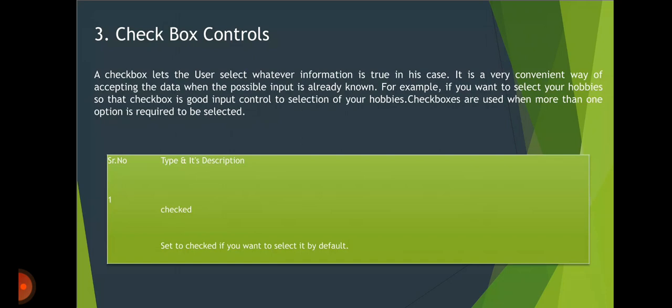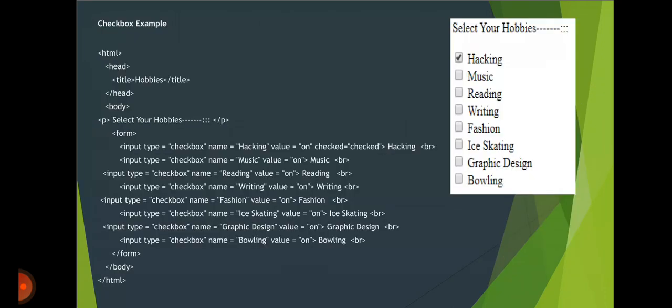Checkbox control. The checkbox lets the user select whatever information is true in this case. It is a very convenient way of accepting the data when the possible input is already known. For example, if you want to select your hobbies, the checkbox is a good control for selecting your hobbies. Checkboxes are used when more than one option is required to be selected. Checked: set to checked if you want to select by default. This is the example of checkbox.